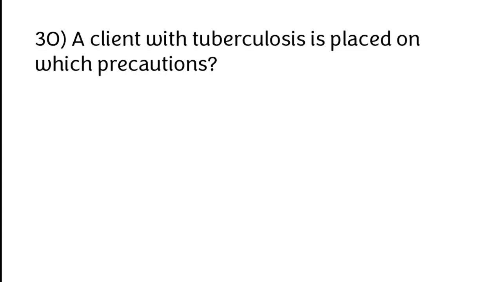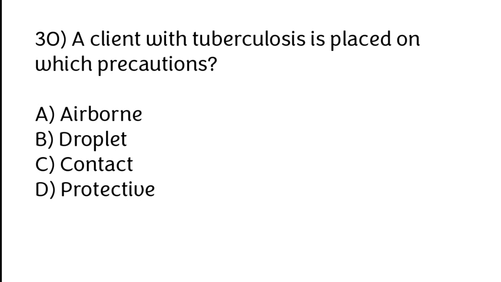A client with tuberculosis is placed on which precautions? Airborne, droplet, contact, protective. Correct answer is option A, airborne.